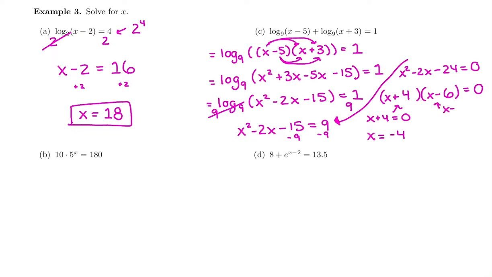And x minus 6 equals 0. Add 6 to both sides, so x is 6. And now we have to check these because they're logs. You can't do log of 0 or a negative. It has to be positive.